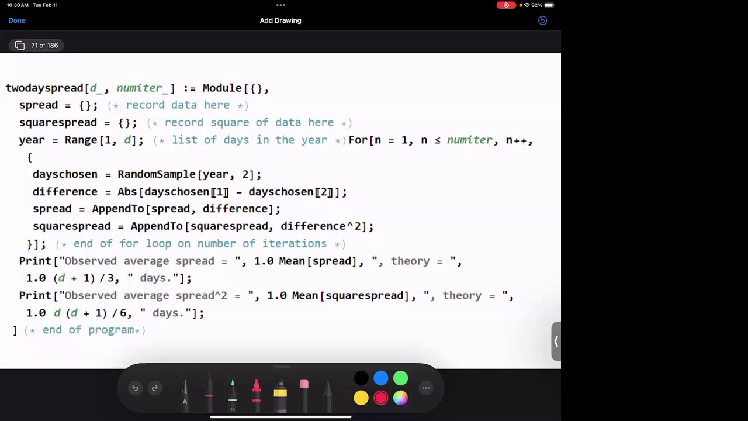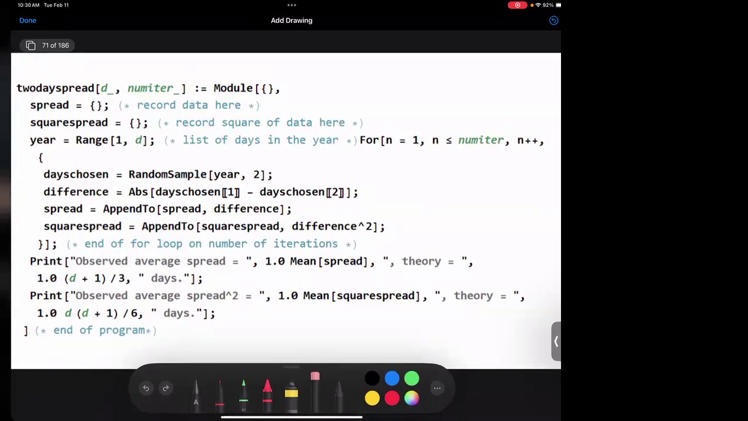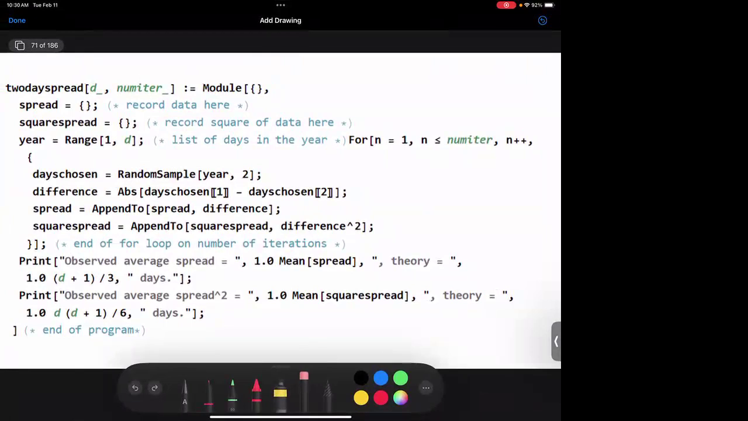D is going to be the number of days in the year. And then my input is the number of days in the year and the number of iterations I want to do. As n goes from 1 to the number of iterations, I randomly choose 2 days in the year. And then after I choose the 2 days, I calculate the difference between them.